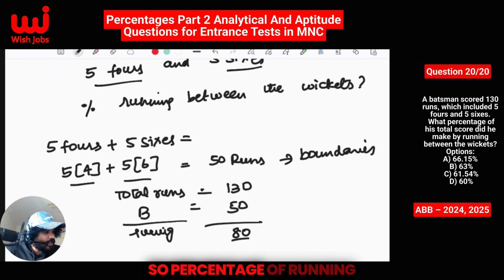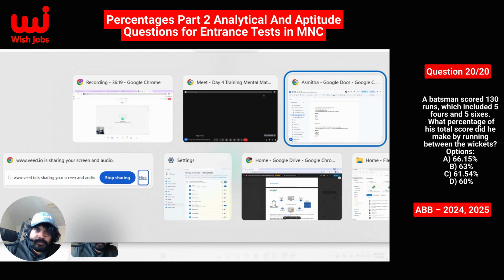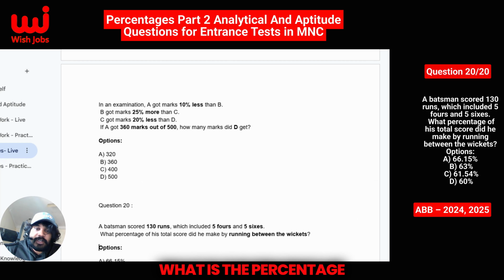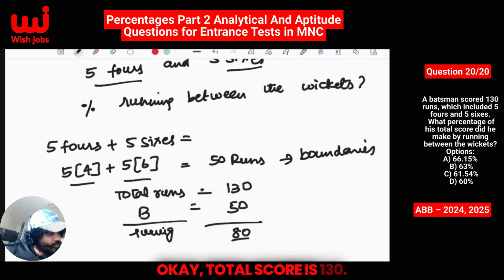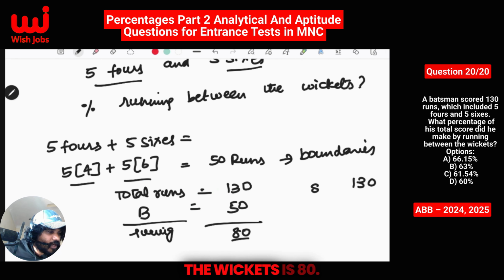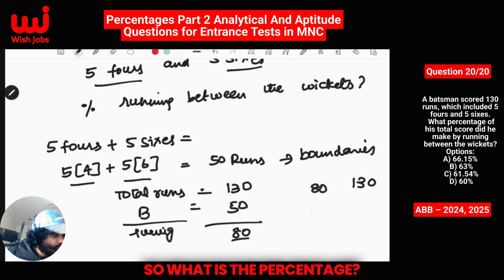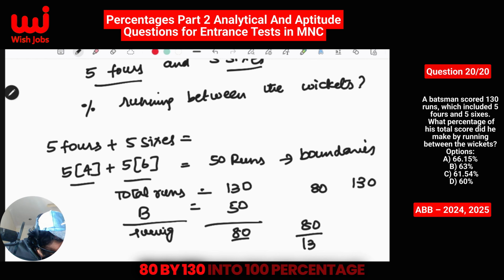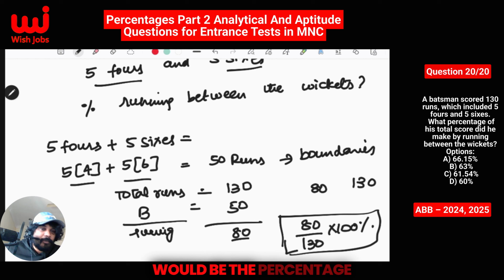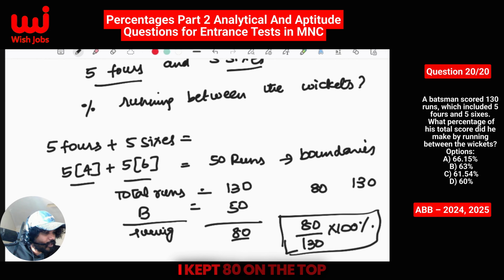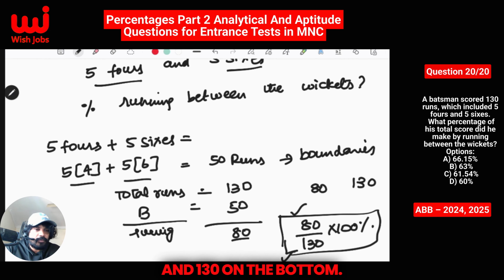So percentage of running between the wickets. What is the percentage of the total score? Okay, total score is 130. Running between the wickets is 80. So what is the percentage? 80 by 130 into 100 would be the percentage of runs he made by running between the wickets. You know why I kept 80 on the top and 130 on the bottom?